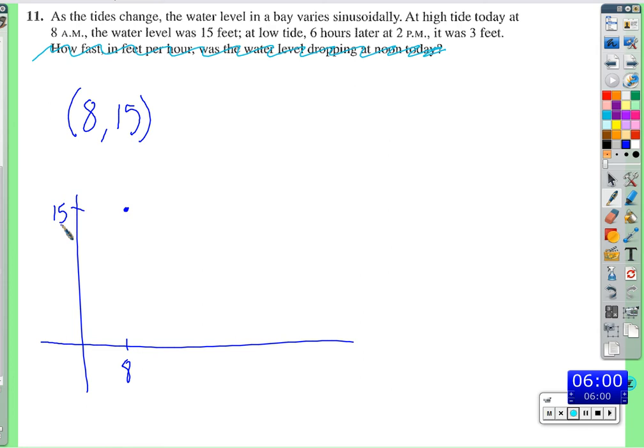At low tide, it goes from high tide and then it kind of recedes. At low tide, at 2 o'clock, the tide was 3 feet. So 2 would be right about there. It's 3 feet, so right about there. Big change. It says it changes sinusoidally, so it follows a sine wave or cosine wave, depending on which one you want to choose, because you have a choice here in this function writing.